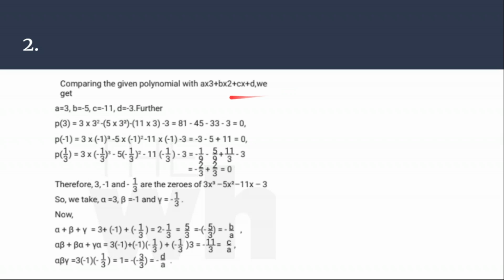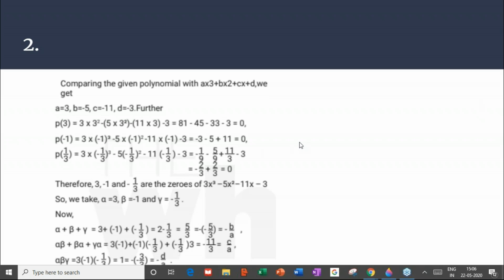Yeah, so like I said, substitute 3, then minus 1 and minus 1 by 3 in the equation. Okay. You don't need to solve it again. I'm just going through the questions which I had given as homework. I think you would have solved it, right? Yeah, so I'm just going through the questions so that if anybody has any doubt still, we can clarify it.